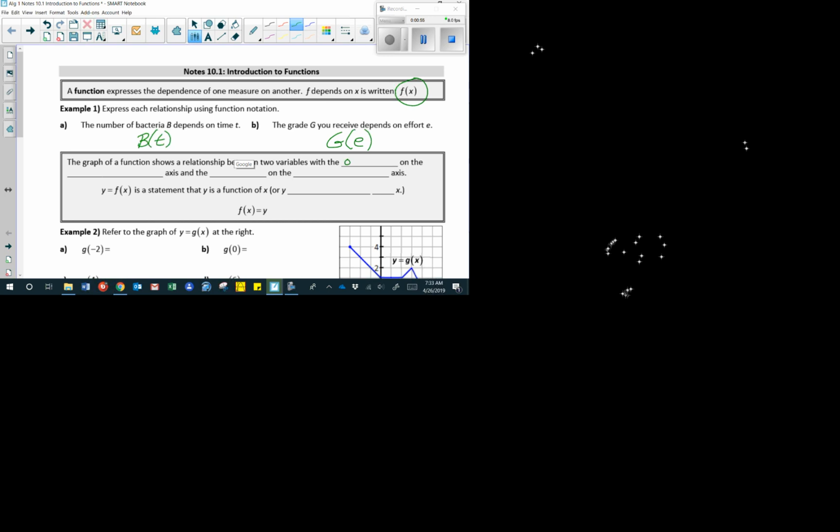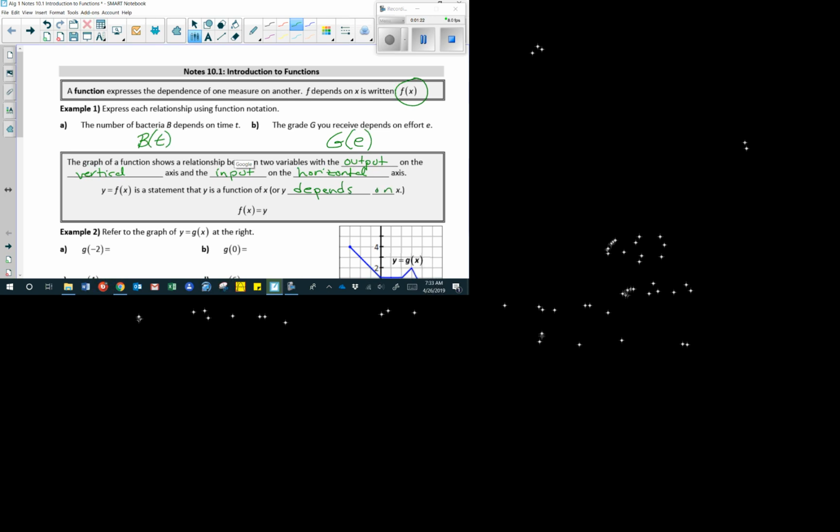If I graph a function and it shows the relationship between two variables, we will have the output on the vertical axis and the input on the horizontal axis. So y equals f of x is a statement that y is a function of x, or y depends on x.